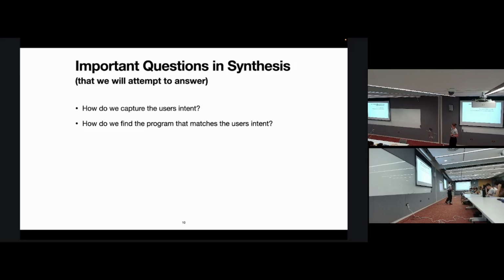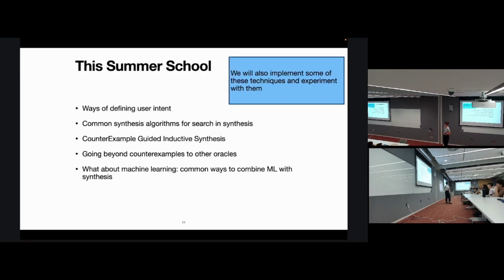And then once you've captured the intent, the next question is, well, how on earth do we find a program that matches that intent? So, in these couple of hours, we are going to go through ways of defining the user intent, some common algorithms for searching the space of programs to try and find something that satisfies the intent.